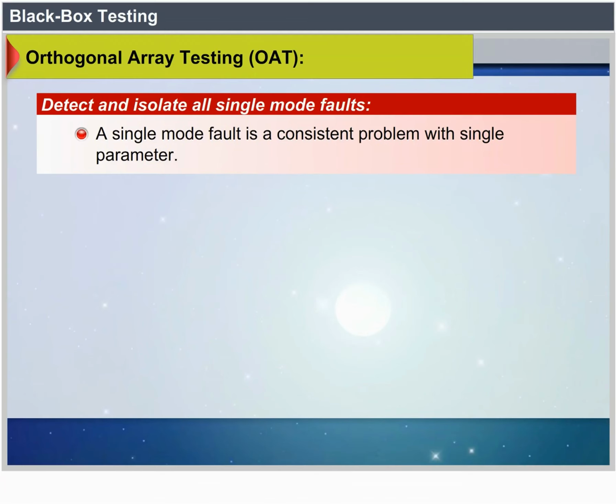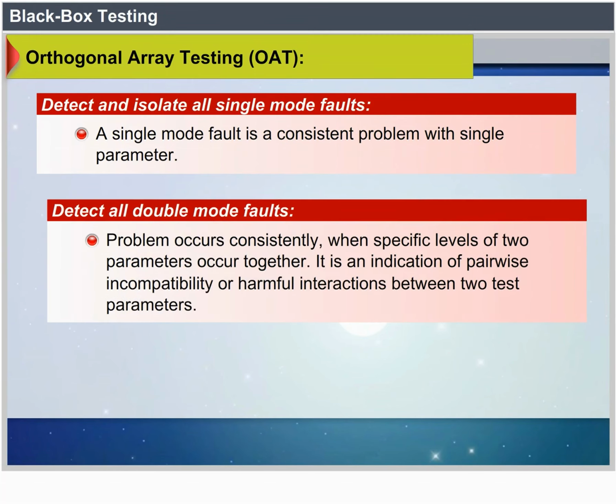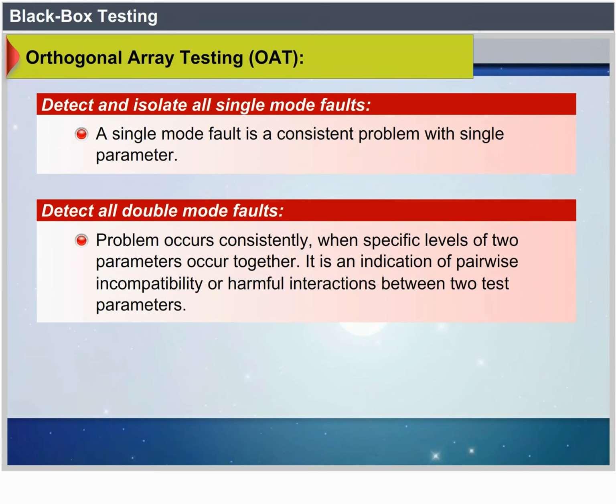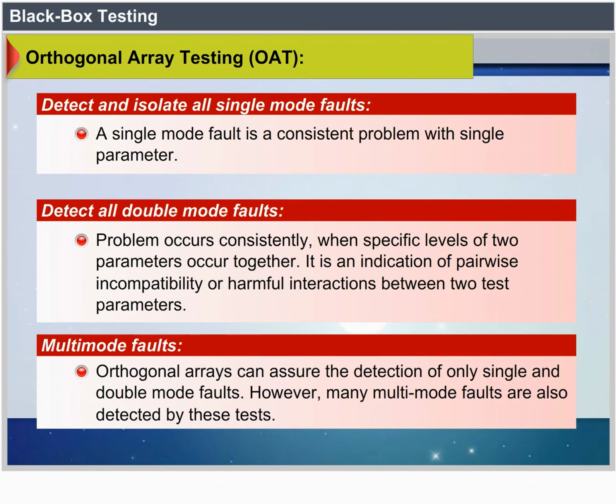Detect and isolate all single-mode faults. A single-mode fault is a consistent problem with a single parameter. Detect all double-mode faults, a consistent problem when specific levels of two parameters occur together. It is an indication of pairwise incompatibility or harmful interactions between two test parameters. Multi-mode faults: orthogonal arrays can assure the detection of only single and double mode faults. However, many multi-mode faults are also detected by these tests.